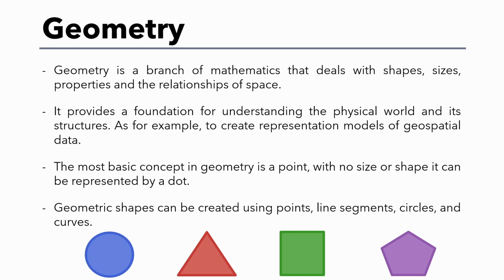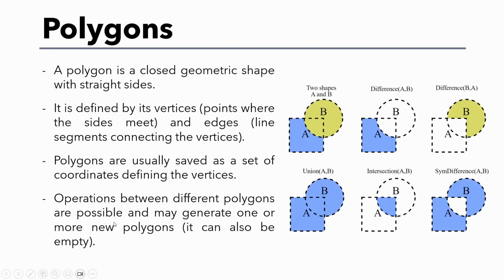The most basic concept in geometry is a point with no size or shape, and it can be represented with a dot. Geometric shapes can be created using these points, and can also be used with lines, circles, and curves. For example, our circle over here is easy to represent with a curve, with an equation that can define its boundaries. It's not as easy if you want to use only points, but that's what you need to do if you are working with a polygon.